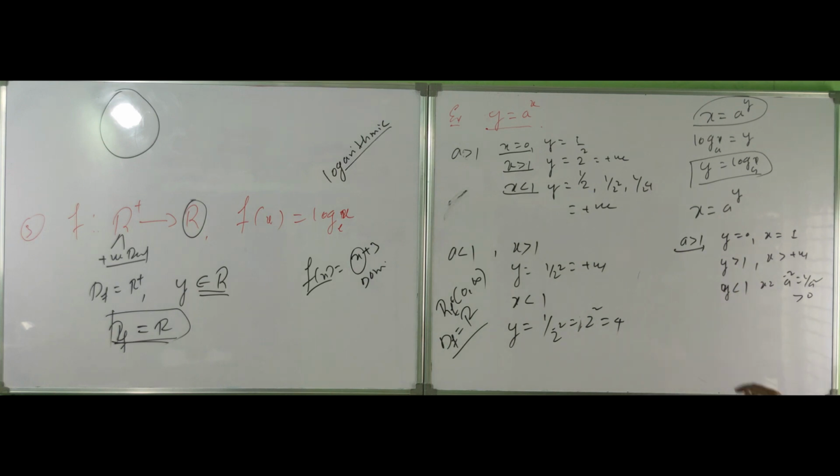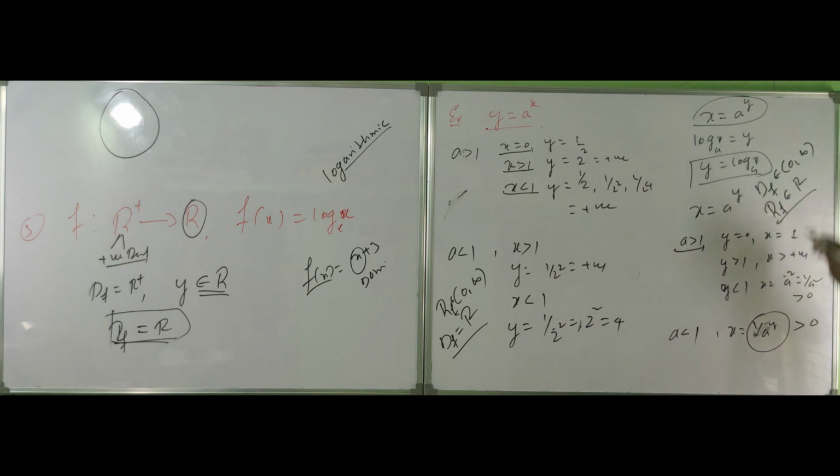For a less than 1, taking negative values or less than 0, x becomes a to the power of, almost, 1 by y. These values are already greater than 0. Therefore, here the domain is positive: the domain belongs to 0 to infinity, and for the range, y can take any value, y belongs to R.